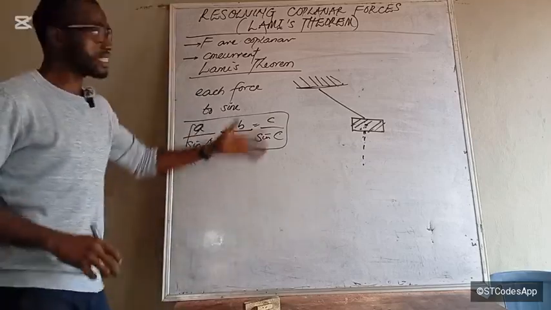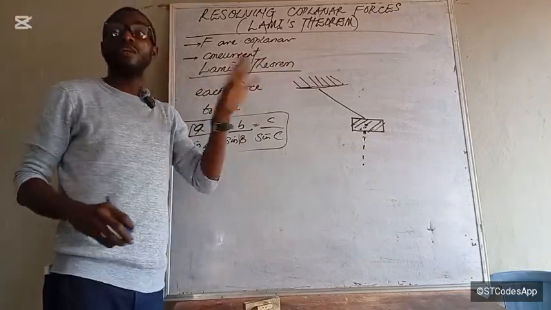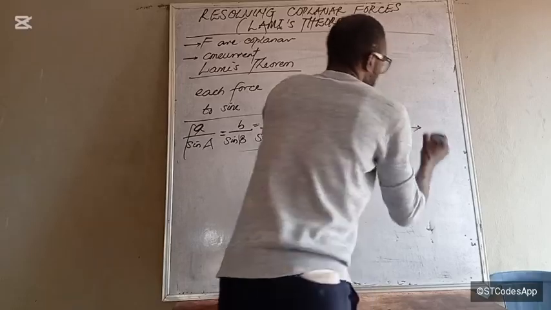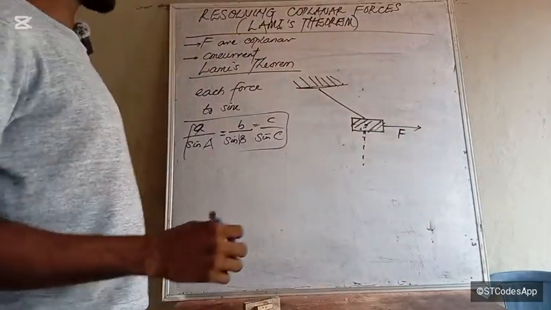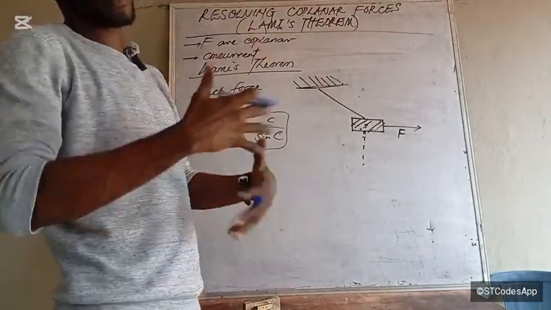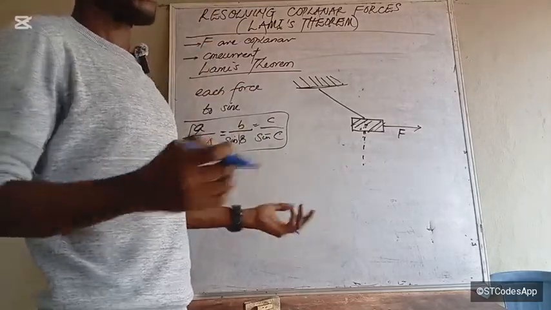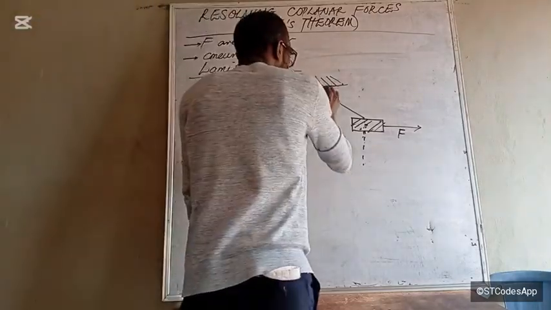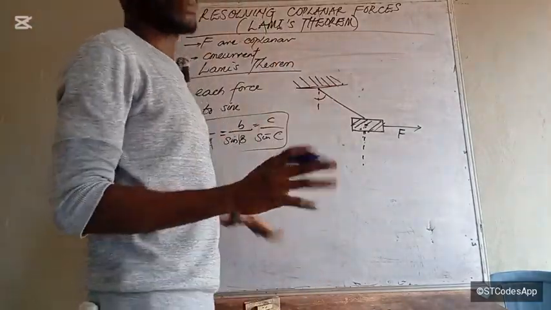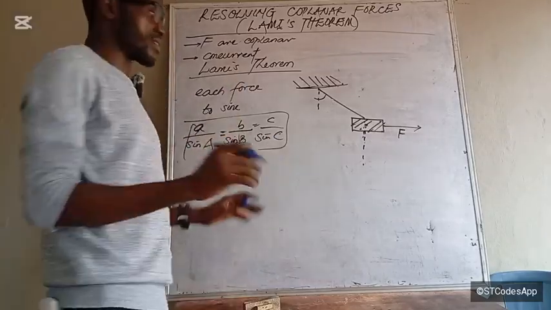See, another thing is this is in equilibrium. This body is said to be in equilibrium. Then there is a force that is now pulling it in this direction. Then the question will ask you different things in your exam. Usually what they will give you is the angle between here. And then you are like, how do I go about it? So here it is.